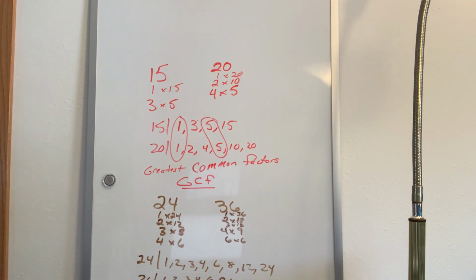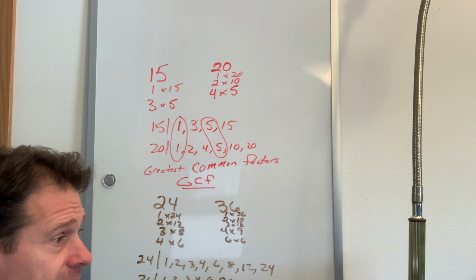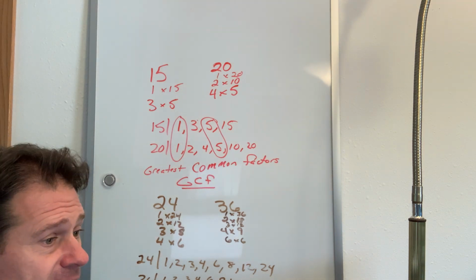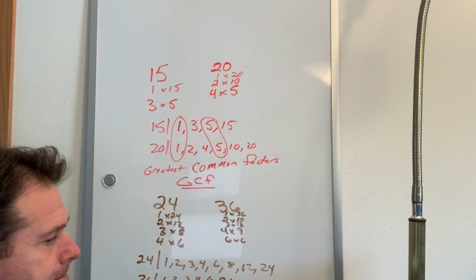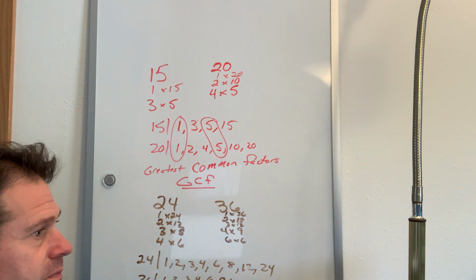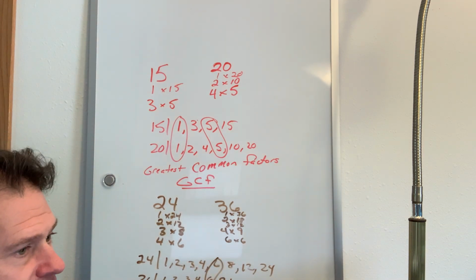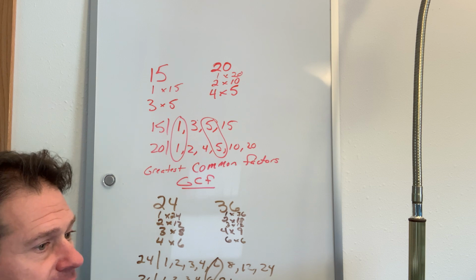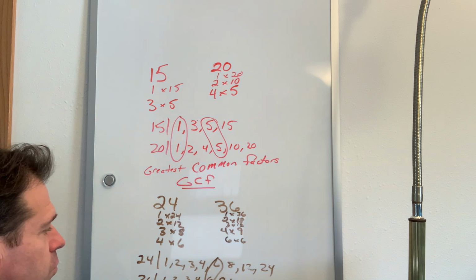I didn't make them line up, but now let's find the ones that they have in common. The ones they have in common. Timothy, give me one that they have in common. 6. Good. All right, another one they have in common. Sam. 1. Yep.